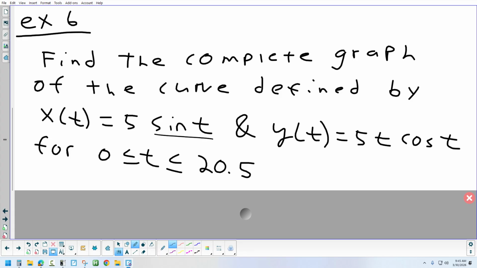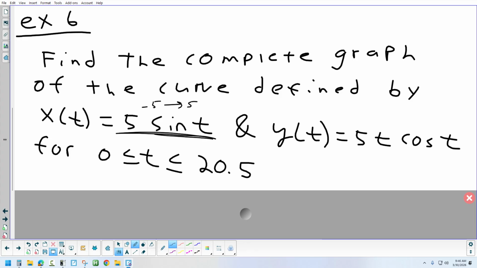Sine is always between what? What's the range of sine? Layla, what's the range of sine? So when you graph sine, what's the highest and the lowest that the graph of sine goes? Negative 1 to 1. And what if you multiply that by 5? Yeah. So this part, on the x-axis, is always going to be trapped between negative 5 and 5.